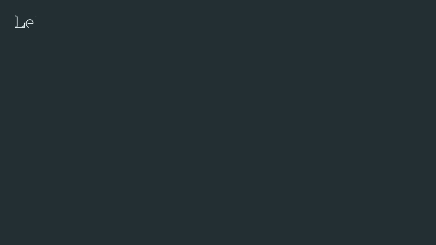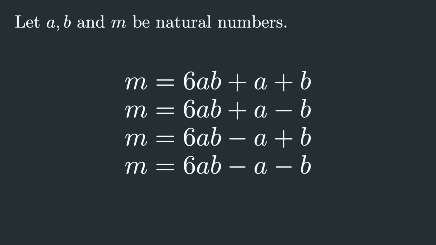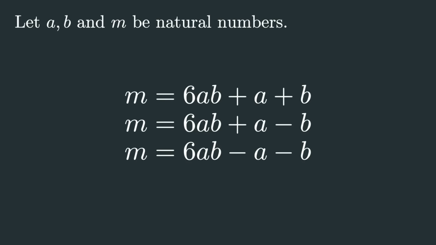We start our exploration with an equation linking together three natural numbers, a, b, and m. M equals 6ab plus minus a plus minus b. This, of course, is not just a single equation. We have, in fact, four equations packed into one. Well, not really four, since the second and third ones are strictly equivalent due to symmetry. So, three equations, but to keep things simple, at least visually, we will keep using the shortcut version with plus minuses.